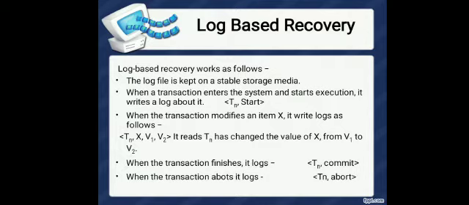So it means the transaction has changed the value of data item X from the old value to the new value. Old value is V1, new value is V2. So when the transaction finishes, that is Tn commit. When we perform the commit operation, the transaction has successfully completed all the updates in the disk buffer.